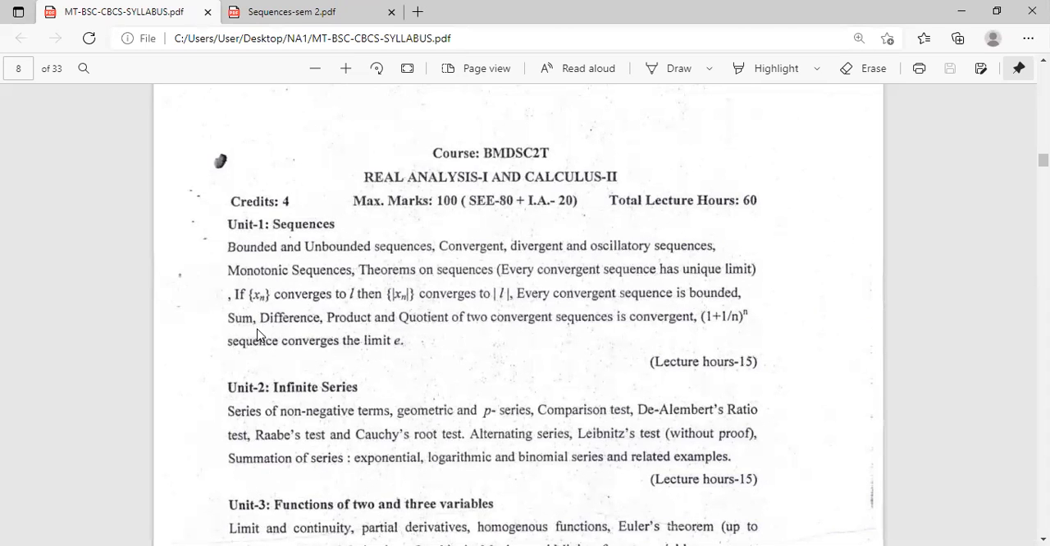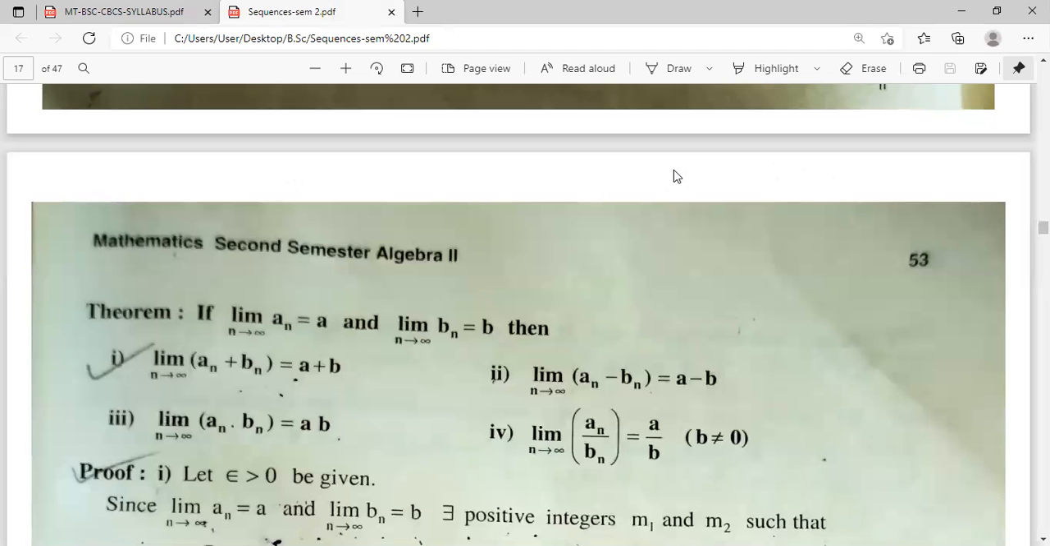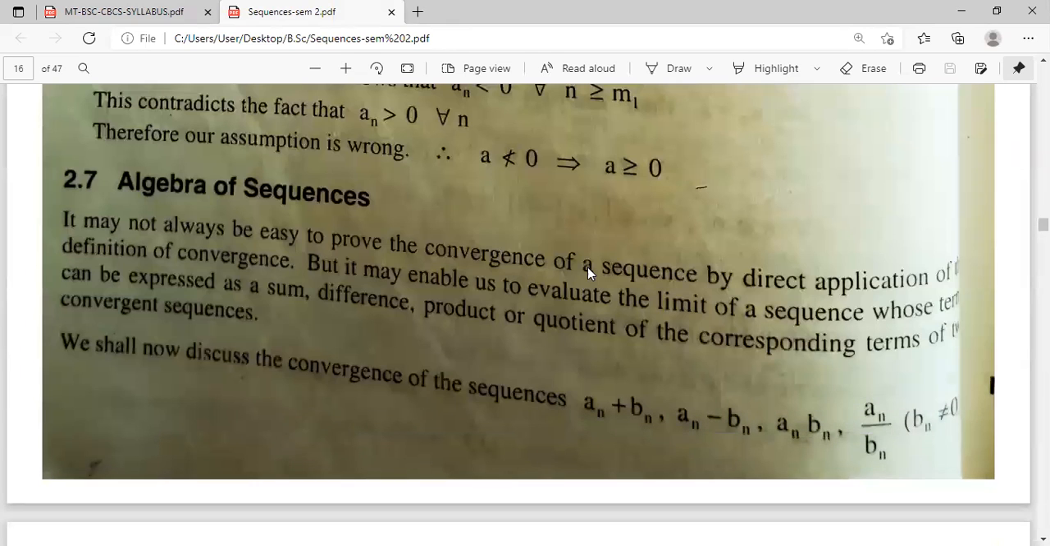Now here we have the sum, difference, product, and quotient of two convergent sequences that we are discussing. Sum means plus, difference means minus, product means multiplication, and quotient means you have to divide. That is the case. Now here we will see the algebra of sequences.